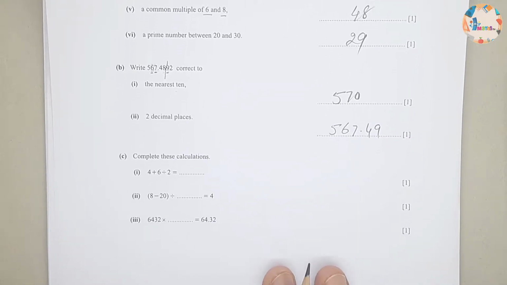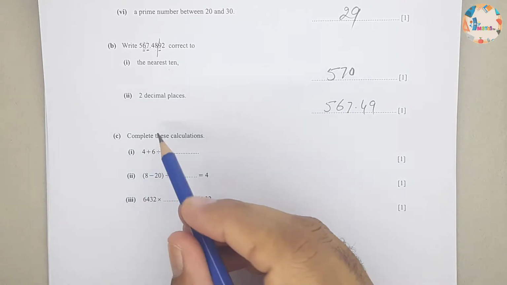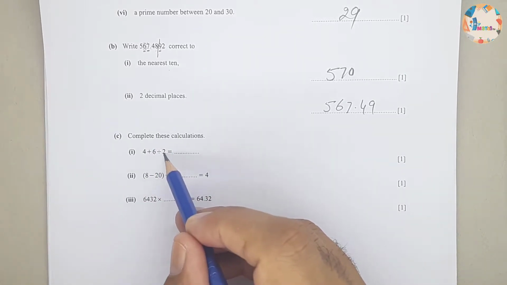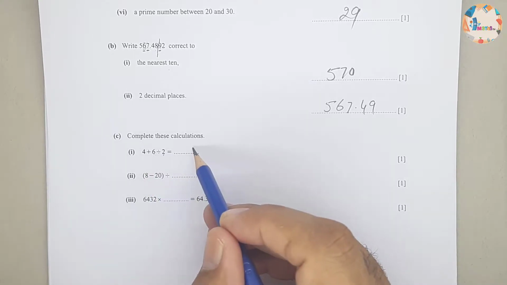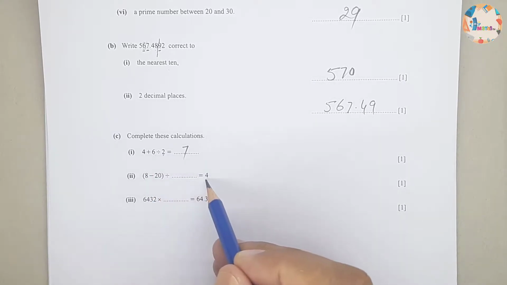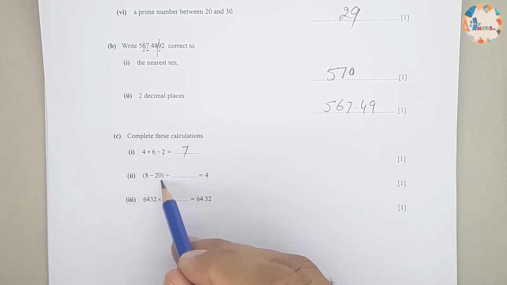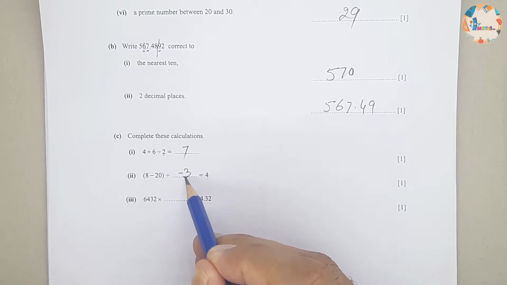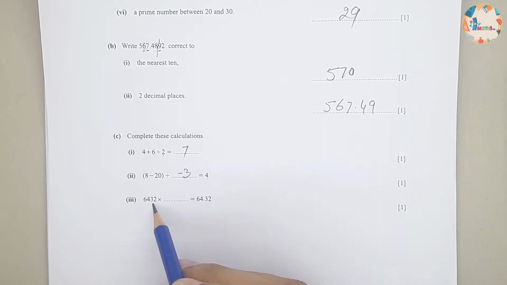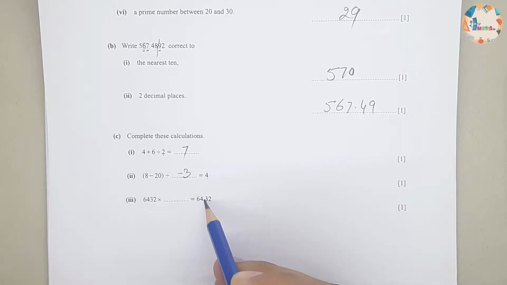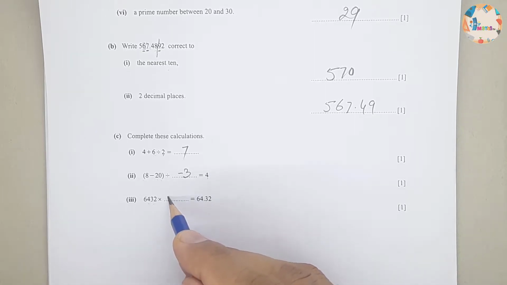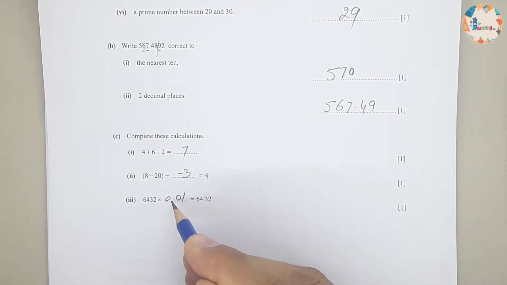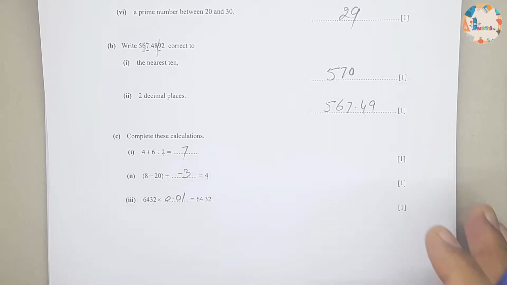Then complete these calculations. So first of all, division. So 6 divided by 2 will be 3. 3 plus 4 will be 7. This one we need some number over here. This will be 12. Minus 12 divided by minus 3 will be 4. 6,432, so this is 64.32. So we'll be multiplying it with 0.01 and 2 digits. It will be moving to the left.